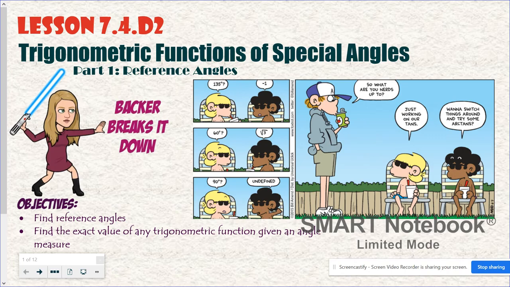So in this lesson, I want us to look at something called a reference angle, because being able to find reference angles is a skill we will need to find the exact value of a trig function at a special angle. Okay, so what is a reference angle?